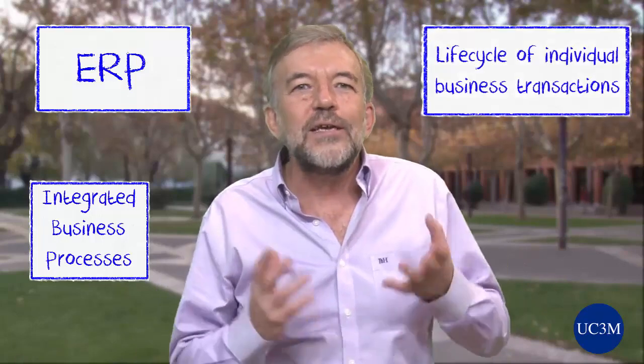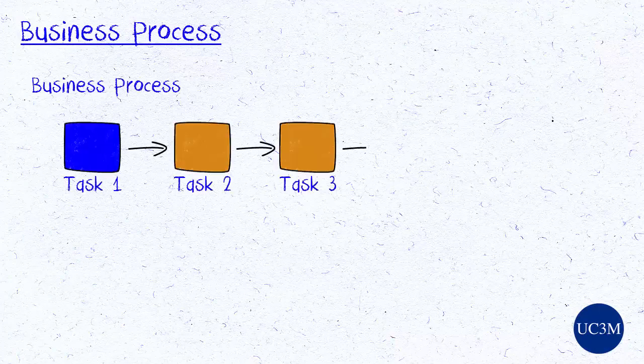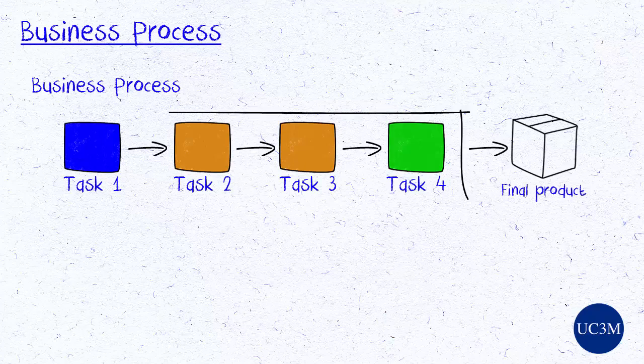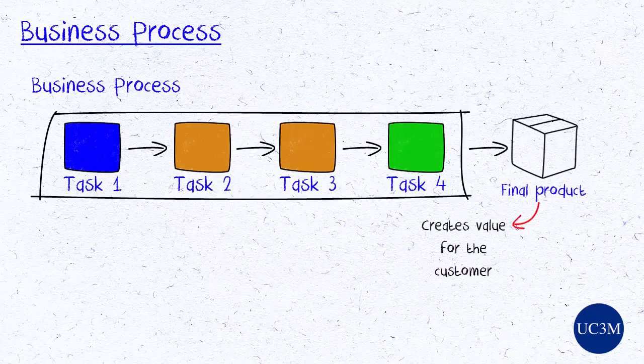Welcome back. In this video we will analyze in more detail these integrated management information systems known as ERPs, or Enterprise Resource Planning Systems, and relate them to the concept of integrated business processes and to the life cycle of individual business transactions. A business process is a collection of related activities or tasks that produce a specific service or product and thus create value for a customer.